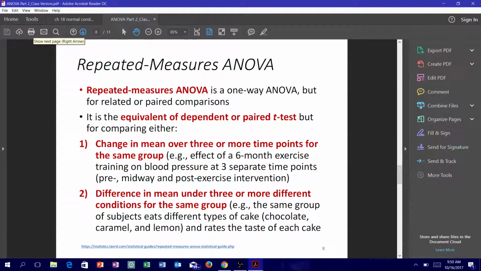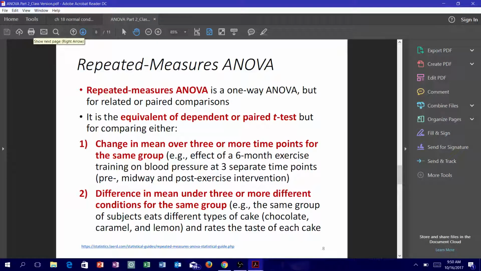And why is it called repeated measures ANOVA? Because you're assessing them at point A and point B and point C, but they are the same group. You're just comparing the same group at 3 different points. Or it can be a difference in means under 3 or more different conditions.